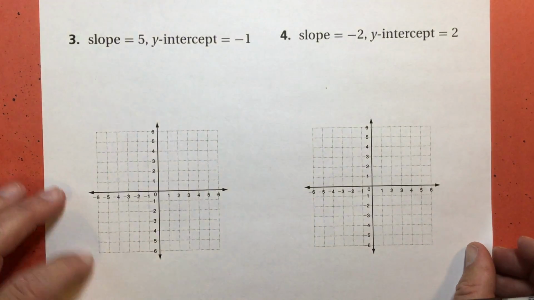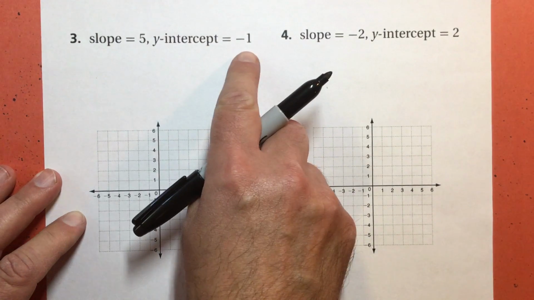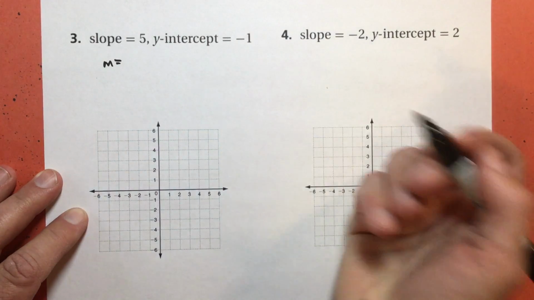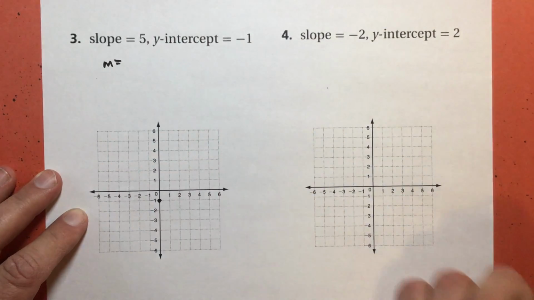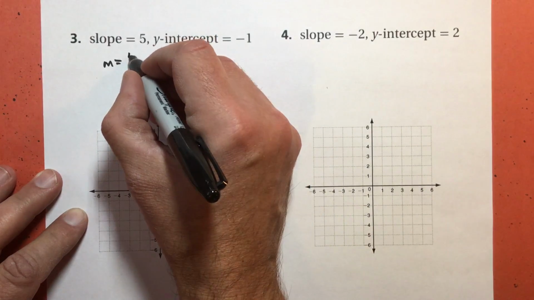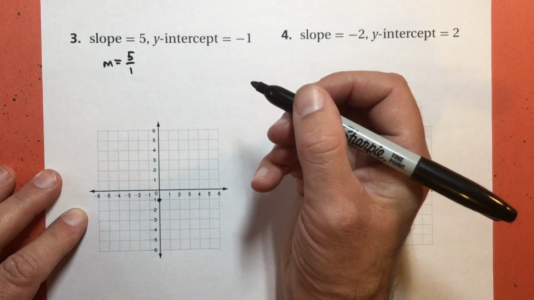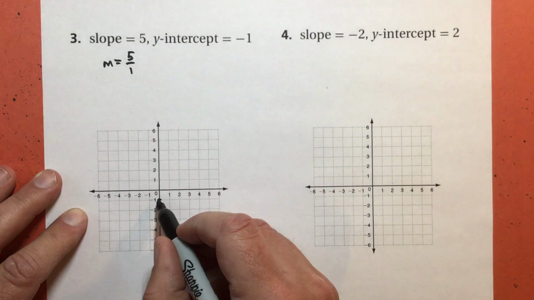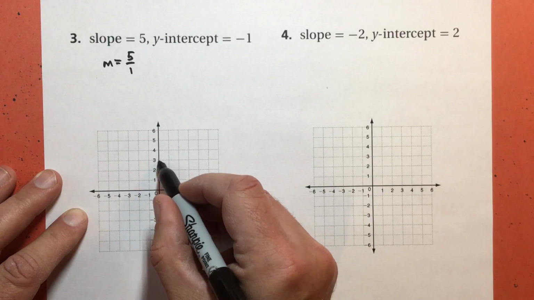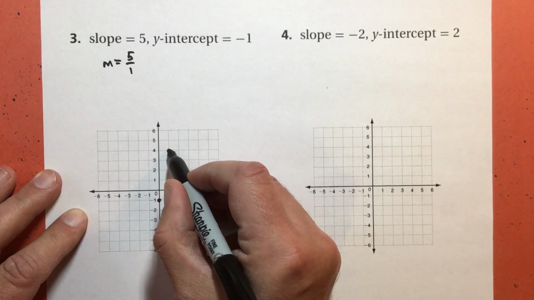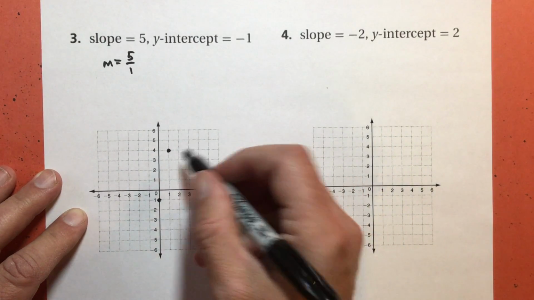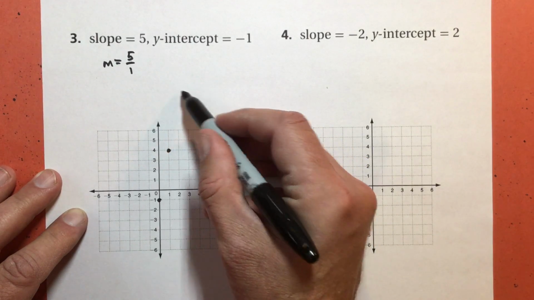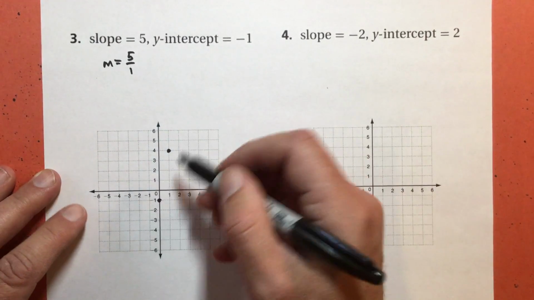Problem number 3. My slope is going to be 5 and my y-intercept is -1. I should start with -1. Just put that right there. Now my slope is 5. Make it into a fraction, 5/1. So that tells me to go up 5, turn and go to the right 1. So I can go 1, 2, 3, 4, 5, turn and go 1. The next point going that direction, 1, 2, 3, 4, 5, is going to be up here someplace. So that's as far as I can go.